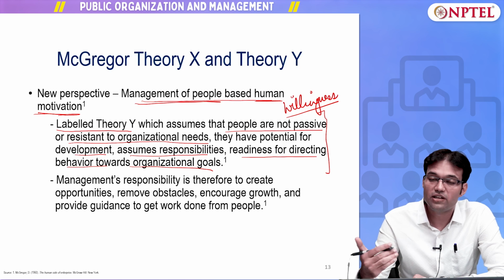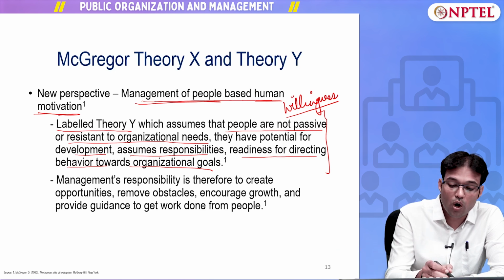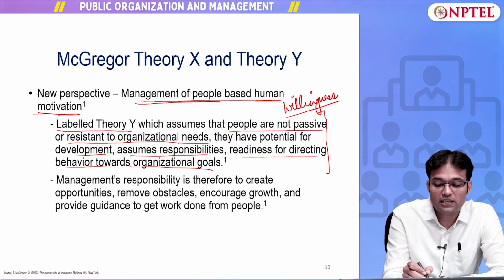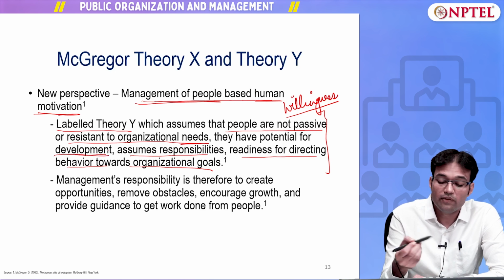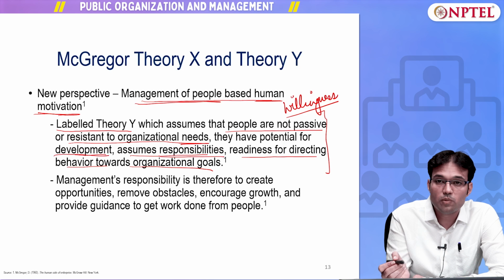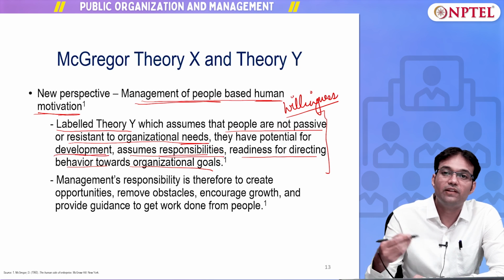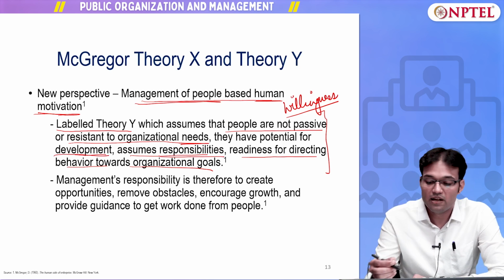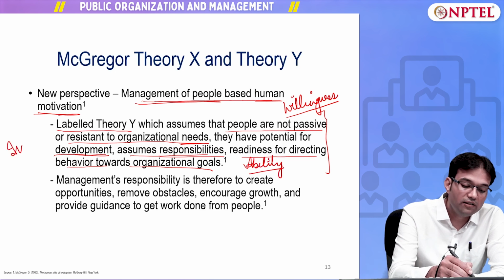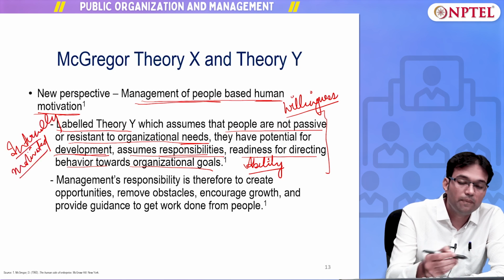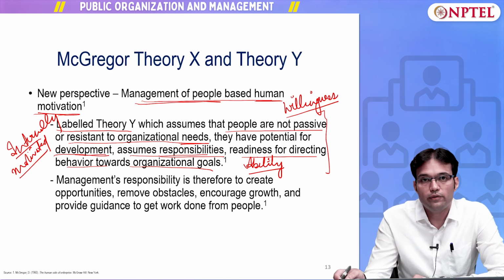They have willingness, they are not passive, they are not resistant to any kind of organizational needs, and they have potential for development. They want to develop, they want to assume more responsibility, right? And they are ready. Their readiness is there and their willingness is there. They are also able, there is ability, there is motivation, there is willingness, and they are internally motivated. We can say that they are internally motivated. So the set of forces in this case are within the individual.